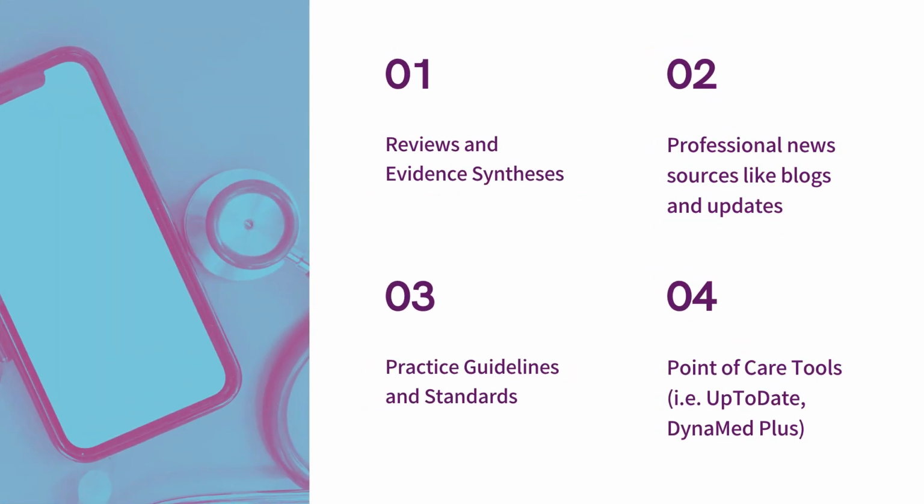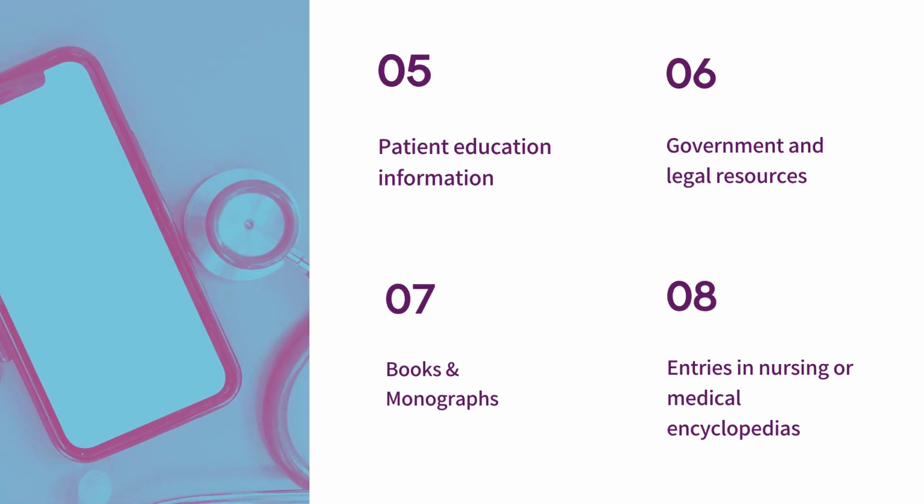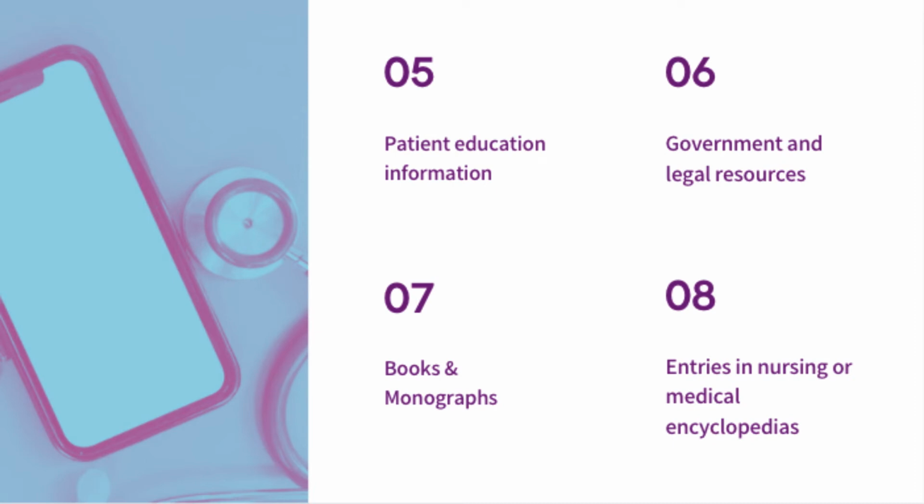Basic science and biomedical secondary sources include reviews and evidence syntheses. These are things like systematic reviews, scoping reviews, umbrella reviews, and meta-analyses. In addition, secondary resources include professional news sources like blogs and newspapers, practice guidelines and standards, point-of-care tools like UpToDate or DynaMed Plus, patient education information, government and legal resources like cdc.gov, books and monographs, and entries in nursing or medical encyclopedias.